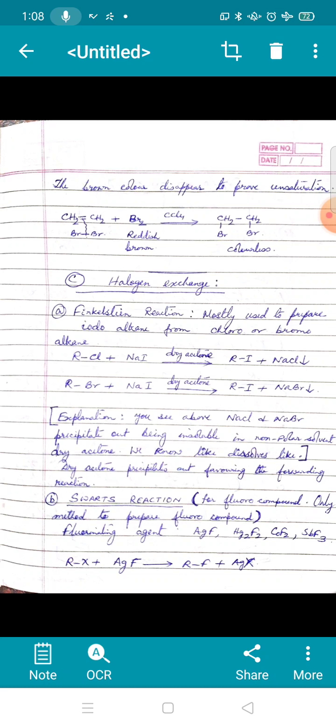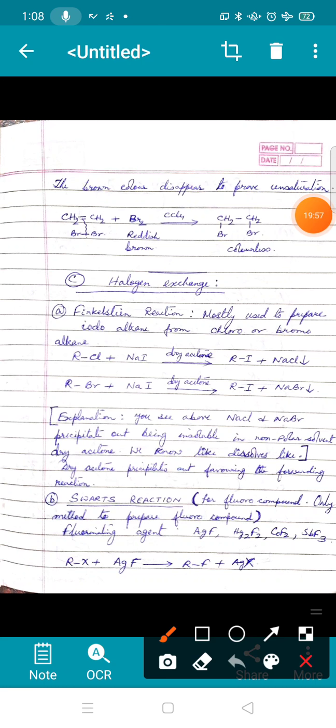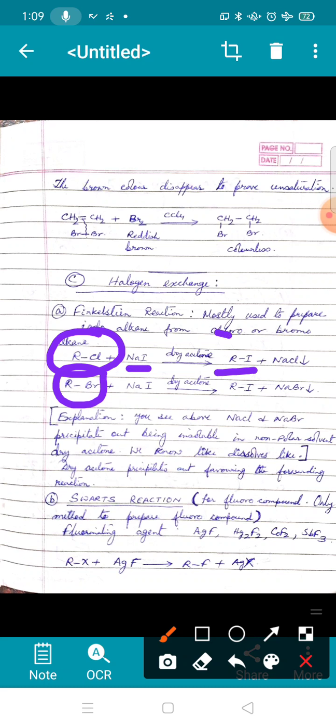In the halogen exchange method, what happens? You already have a haloalkane, but you want to replace the halogen by a halogen of your choice. Such reactions are called halogen exchange. So here we can prepare iodoalkane. This method is most suitable for preparing iodoalkane, where your starting material could be chloroalkane or bromoalkane. And the reagent is sodium iodide or potassium iodide, and the solvent is dry acetone. Now a question can be asked: what is the significance of using dry acetone here?